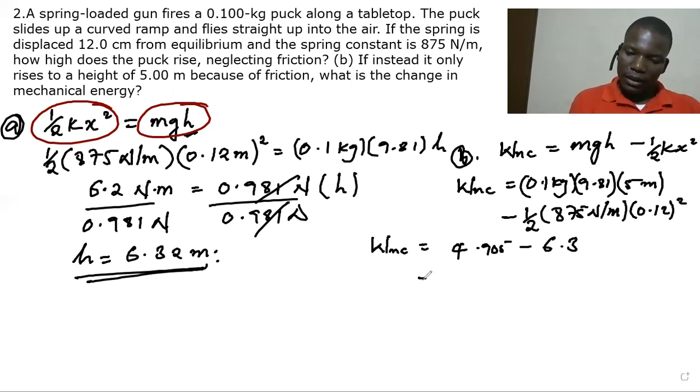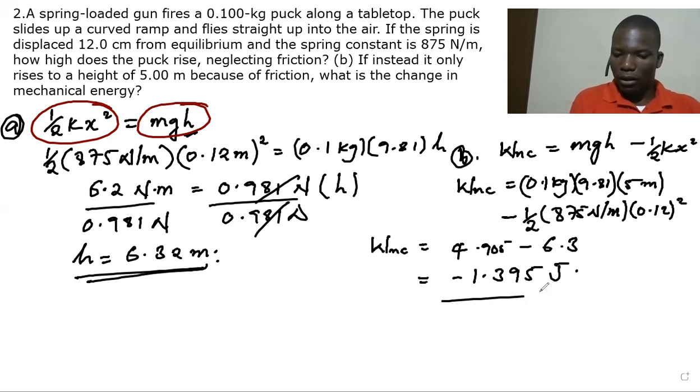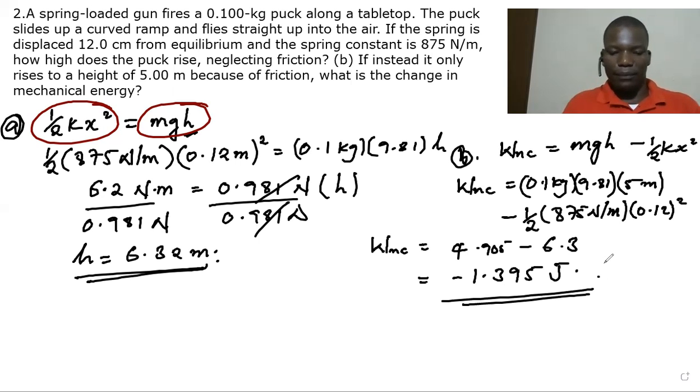So what we're going to have here is actually negative 1.395 joules. So this is going to be actually the energy, the change in mechanical energy. Okay, so we go to the last question so that we may proceed to what we want to do today.